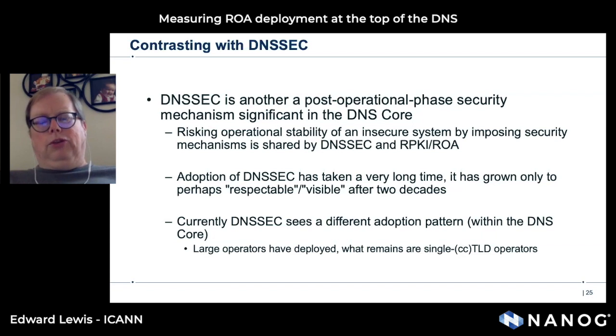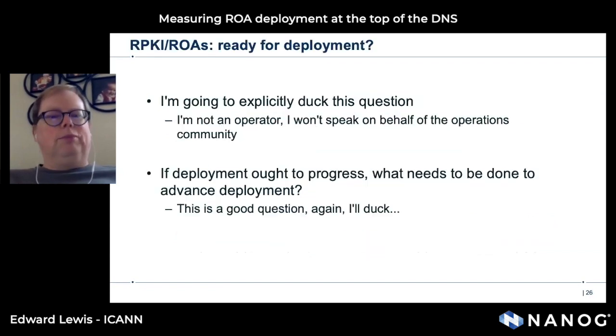It's actually been a good thing it's been slow, given some of the early hiccups that happened. Currently, though, DNSSEC sees a different adoption pattern within the DNS Core itself. In the DNSSEC Core, or DNS Core, the large operators have fully deployed it, and what remains to be deployed are the single ccTLD operators, kind of a little bit different from what I see with the ROAs, for who knows what reason. So, good questions here.